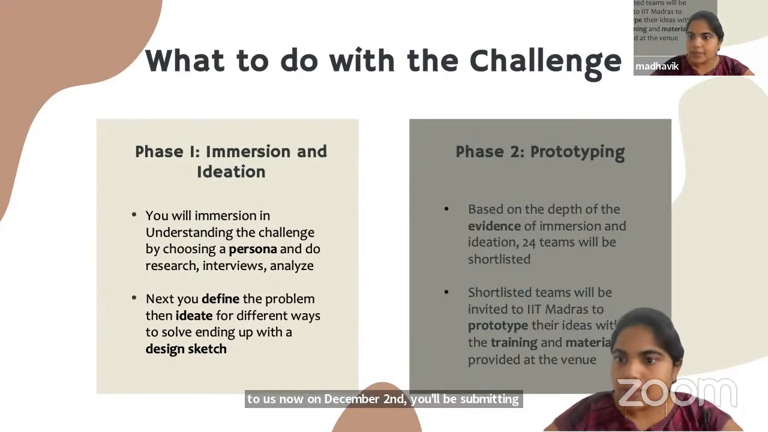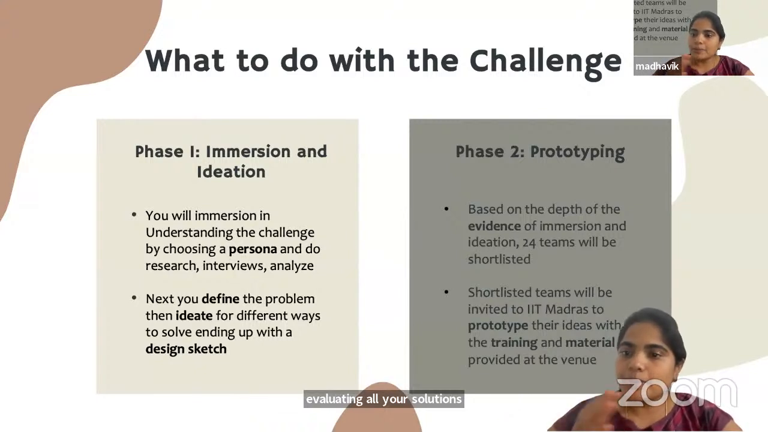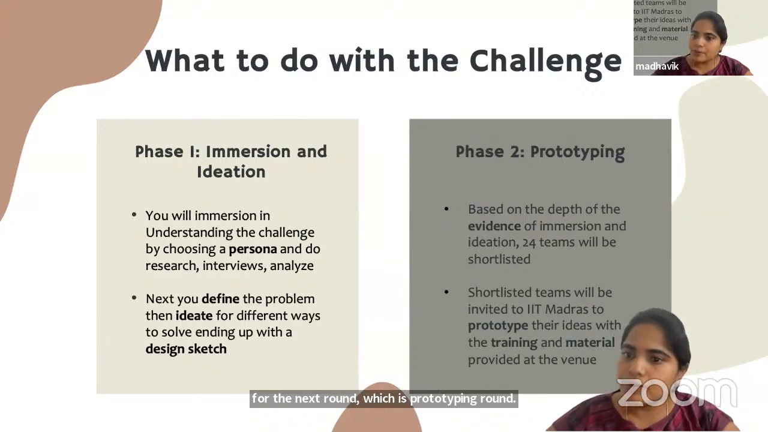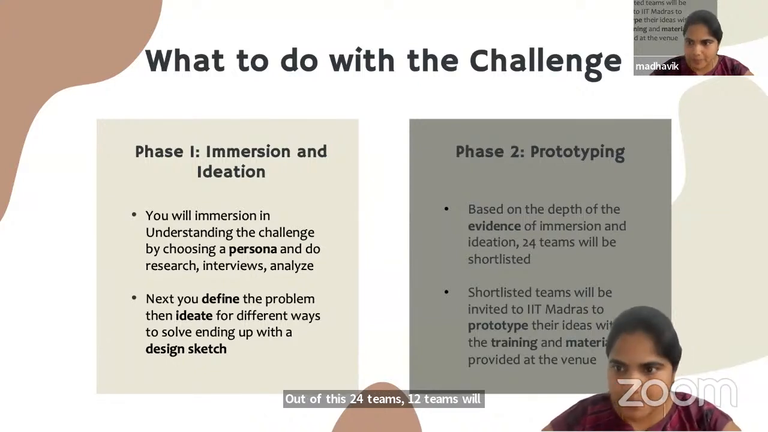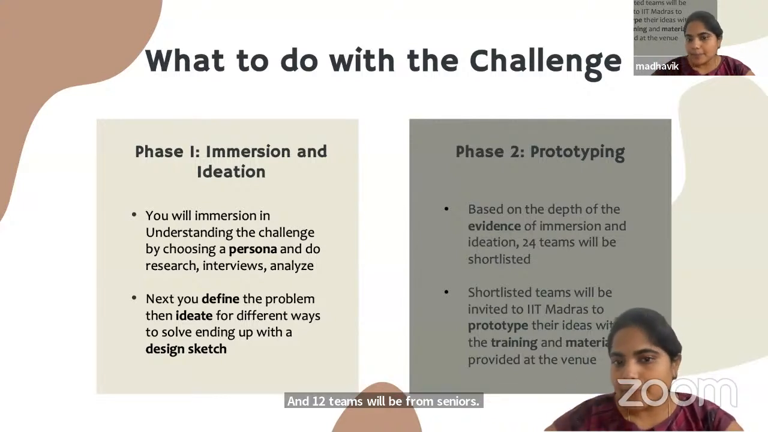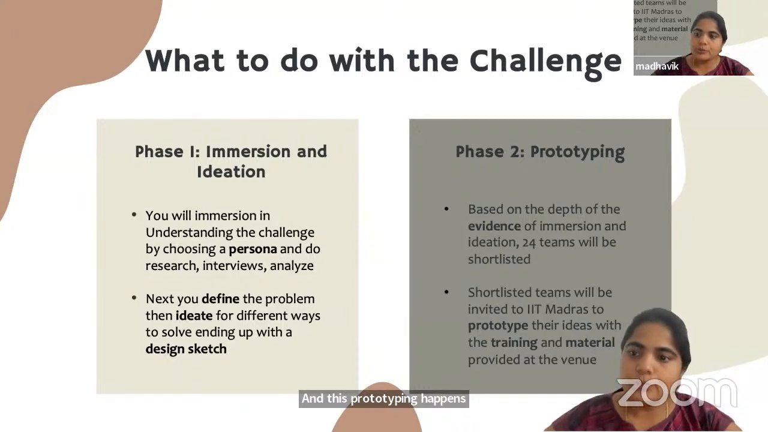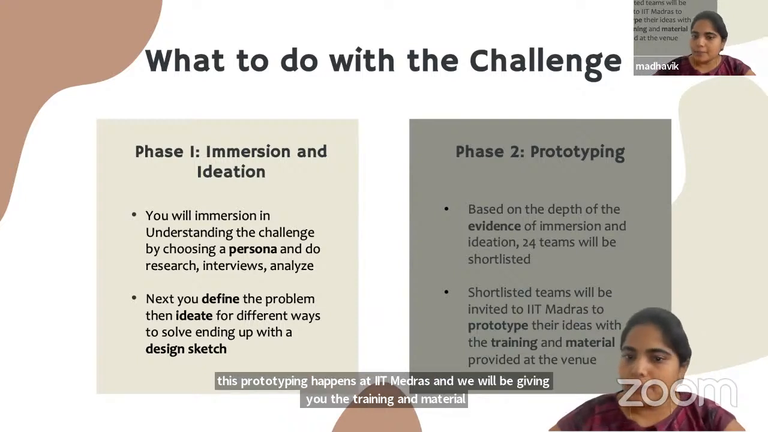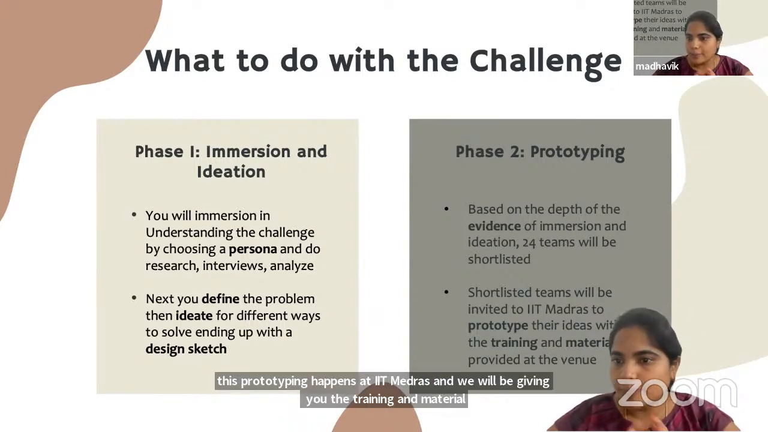Once you submit it, there is a team who will be evaluating all your solutions and ideas, and they will be shortlisting 24 teams for the next round, which is the prototyping round. Out of these 24 teams, 12 teams will be from juniors and 12 teams will be from seniors. This prototyping happens at IIT Madras, and we will be giving you the training and material for doing your prototype at IIT Madras. So this is about the process.